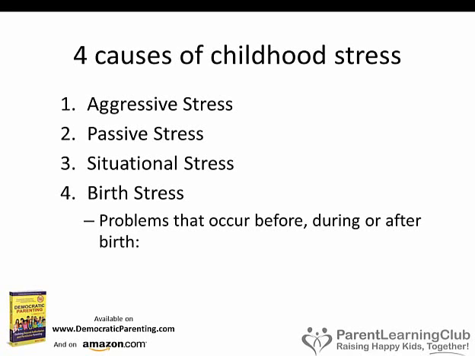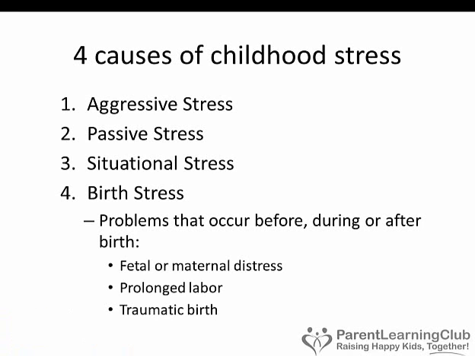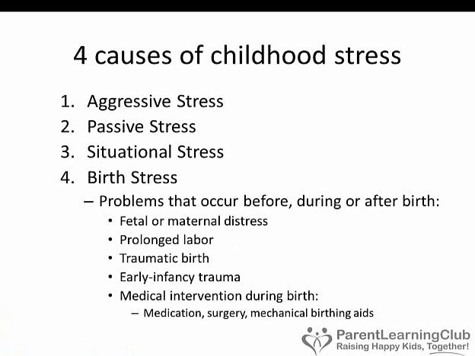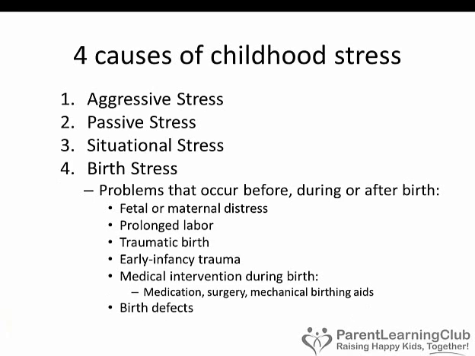Finally, we have birth stress. These are problems that occur before, during, or after birth. This is fetal or maternal distress, prolonged labor, traumatic births, early infancy trauma, or medication, surgery, mechanical birthing aids, these types of things. This can cause very real physical, emotional, and psychological stress on the very early infant. So these are the 4 main causes of childhood stress.